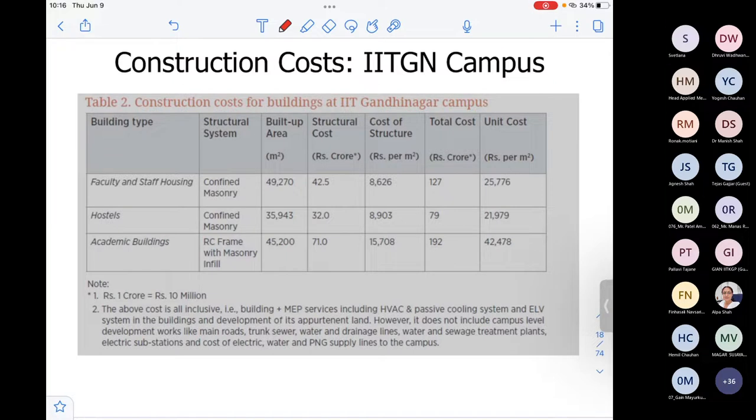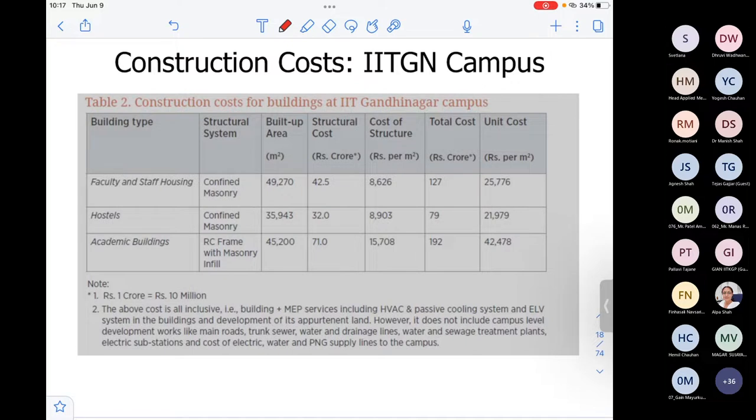So you can see it is on the order of close to less than 9,000 rupees per square meter, whereas for academic buildings, which is reinforced concrete frame with masonry infills, it is about 15,700. That was around 2015, of course, the cost would be different now. So here are unit costs, rupees per square meter, based only on structural cost.